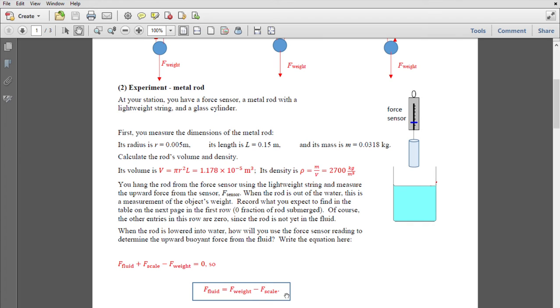So we read that from the scale's reading, and we have already calculated the weight for it. I guess we could calculate it. We've got the mass from the scale. We just multiply by a little g to get the weight force, right?